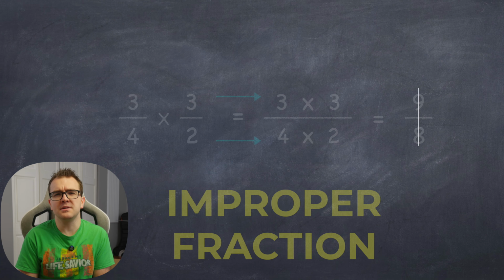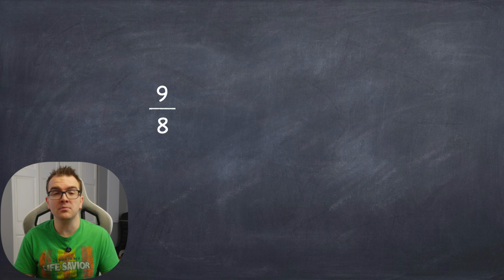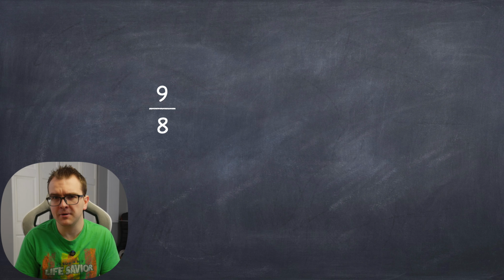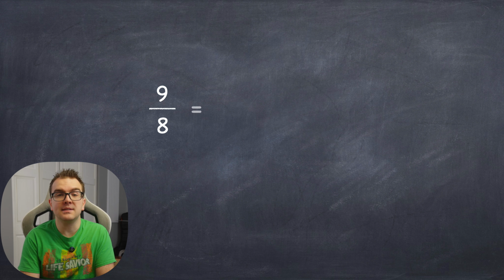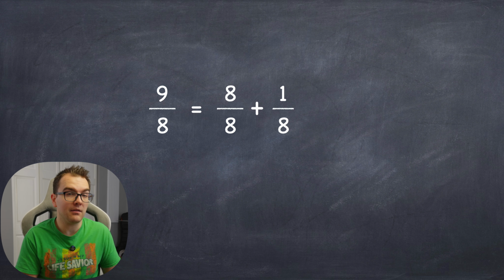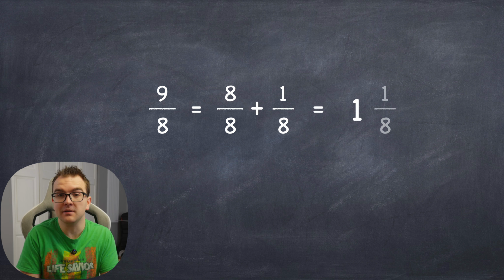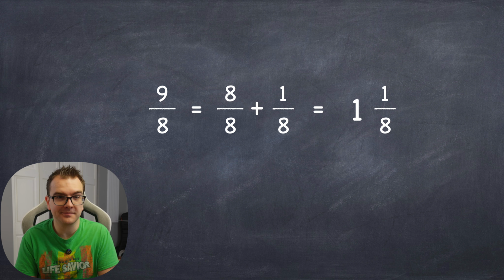An improper fraction is when the numerator, the top number, is greater than or equal to the denominator, or the bottom number. To change it, we can take 8/8 away, and we are left with 1/8. So 8/8 is 1 whole, so our answer is 1 1/8.